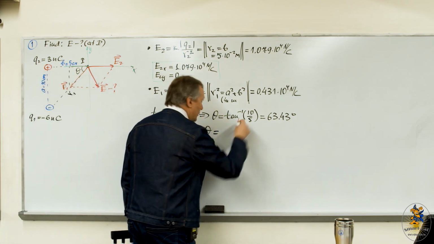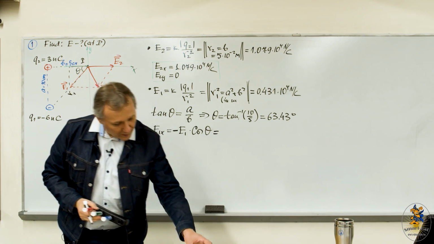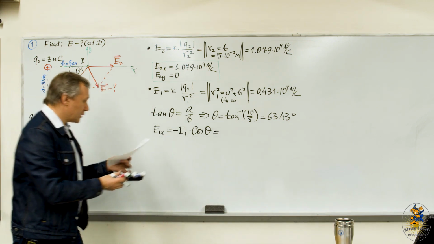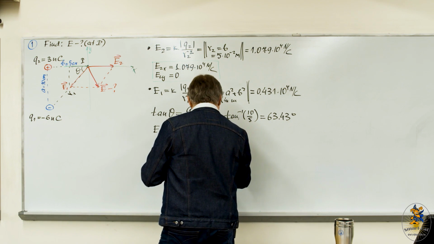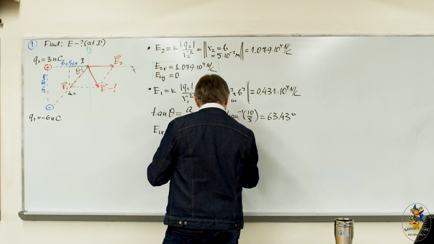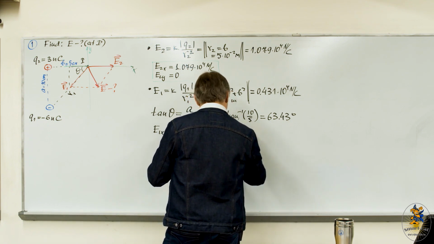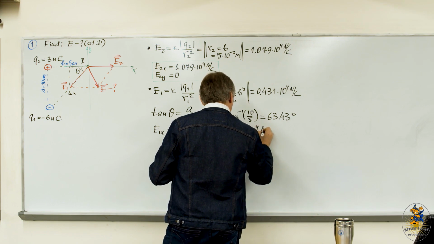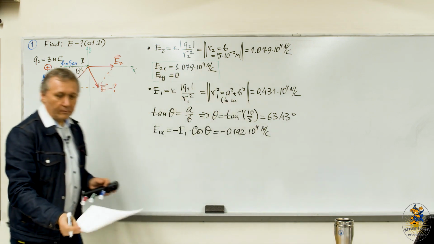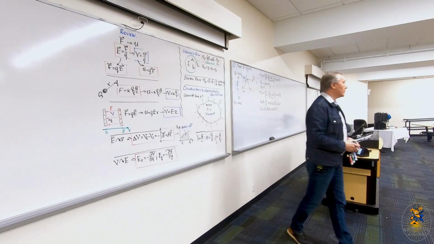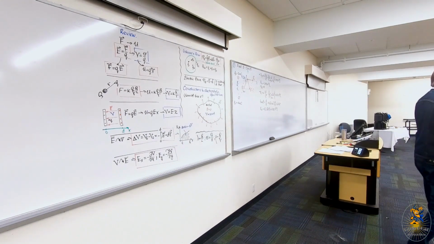So now, of course, everything is given. The angle we have, the magnitude is given. So the answer is going to be minus 0.192 times 10 to the power of 4 newtons per coulomb. Later on, we introduce volts per meter; newtons per coulomb and volts per meter are essentially the same thing.